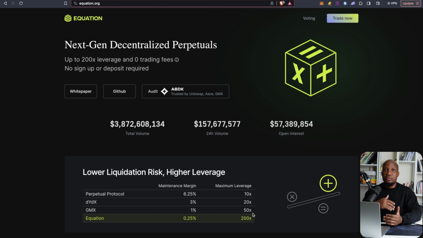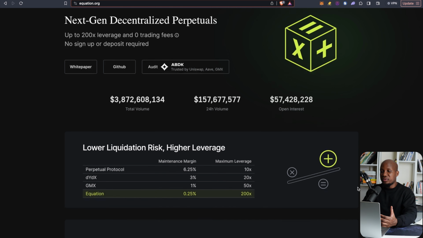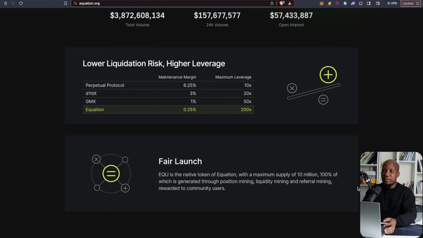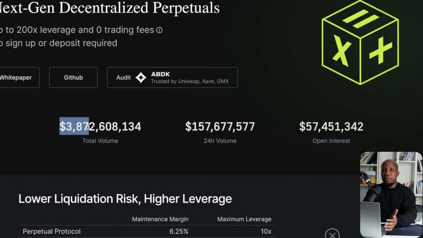Not only that, I'm also going to be giving you the best trading strategies that you can use on Equation in order for you to position yourself to earn more money when it comes to position mining. So when it comes to position mining, I haven't seen any other exchange do this, so this is going to be interesting that you can earn money while you have your position opened. Here we can see a total accumulated trading volume of over $3.8 billion.